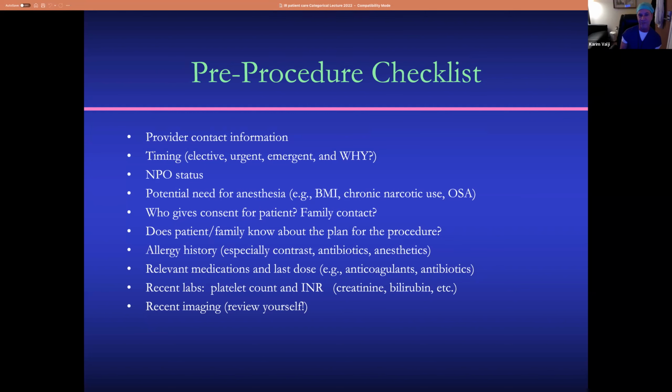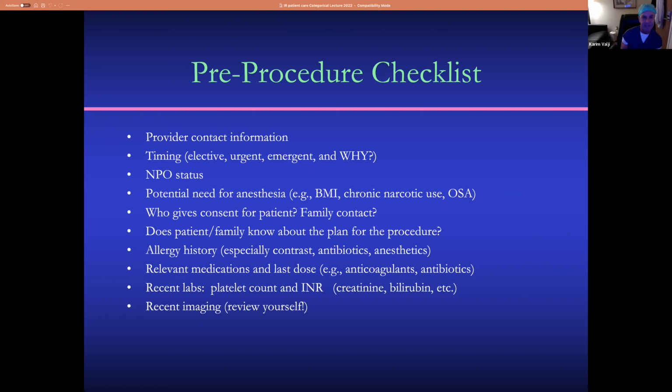You need to go through the checklist from the record, and we'll talk about this in a moment, about whether we can give sedation or we need anesthesia. Particularly, you want to be looking at the BMI, history of chronic narcotic use, and history of sleep apnea. Who gives consent? If it's the patient, fine. If the patient's unable to, for whatever reason, you have to figure out who that is and how you're going to contact them. Does the patient's family know about the plan? You don't want to start talking about a complicated procedure when they've never even heard from their primary doctor that something is planned or being considered.